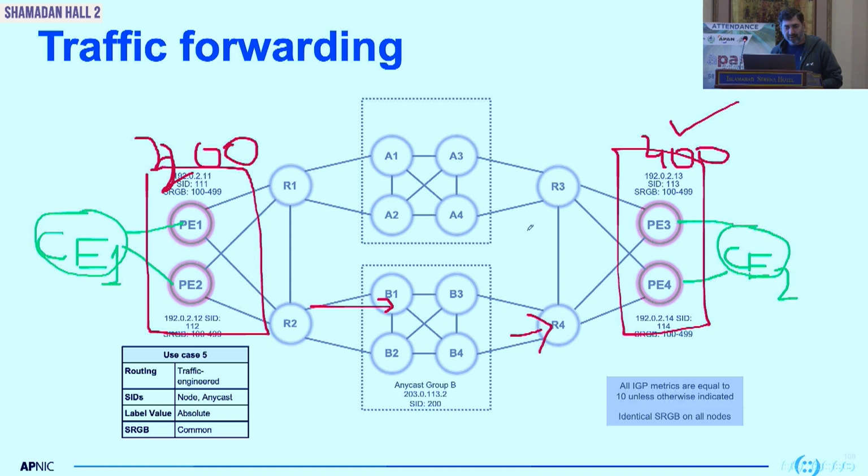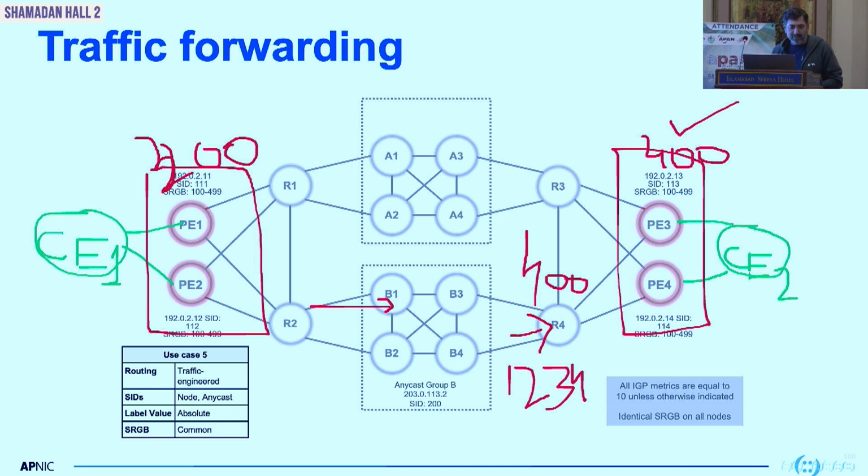R4 receives it, it will be 400 and then 1234, this will be the label. Based on the top label, it will just swap and forward towards P2 or P3. Since it has the shortest path, maybe it will prefer this path, so it will send towards P4. P4 will receive it and send towards C2.